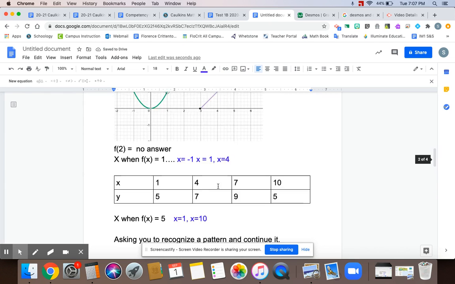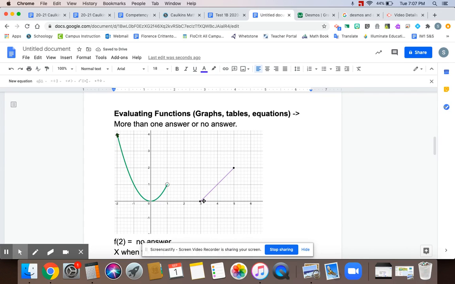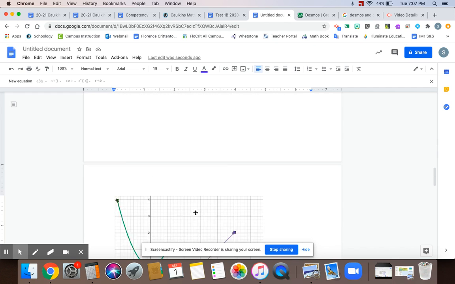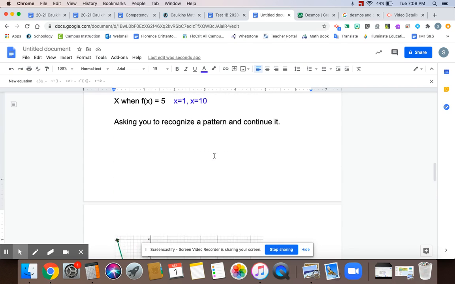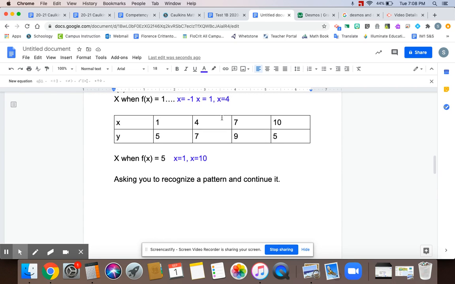Up here on this one, it didn't have an arrow. And also there's nothing where this 2 would go. This one doesn't have an arrow, this one doesn't have an arrow. So you can't guess. You would just have to say no answer. Versus down here, because of the arrow, they're expecting you to be able to guess. Up here on this table, you also can't guess because there's no pattern.